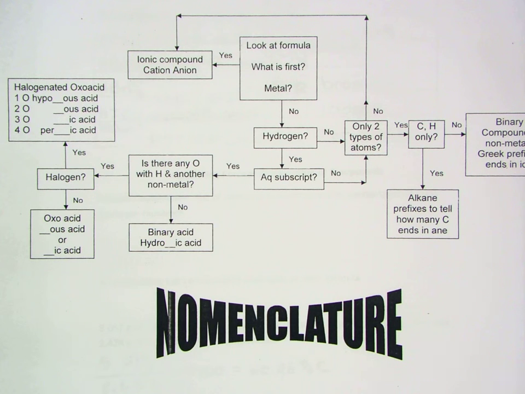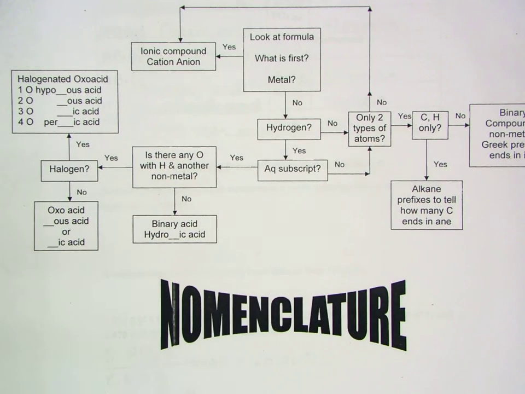Okay, so let's just take an example of something and we'll see how this works. I'm going to write several different things on the board here. Okay, so if we look at what's on the board, the first thing on there is H3PO4(aq). So you look at the chart, and we start at the top where it says, look at the formula. So we start here, look at the formula. What's written first? Well, it's H3PO4.